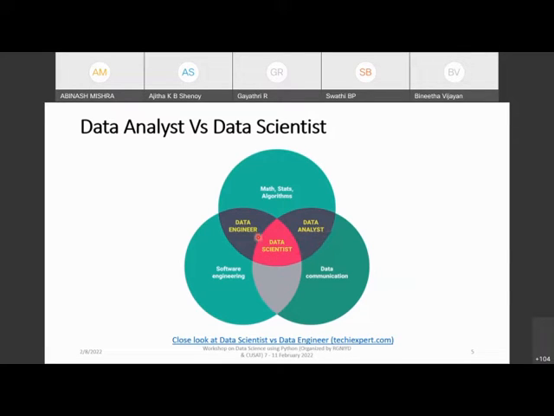So any field, if you choose, whether it's a data engineer or data analyst or data scientist, you can see that the backbone of this is mathematics, statistics, and algorithm. Without this, you cannot become a data engineer, you cannot become a data analyst, you cannot become a data scientist. So your basic mathematical skill, statistical skill should be very good to become a data scientist.